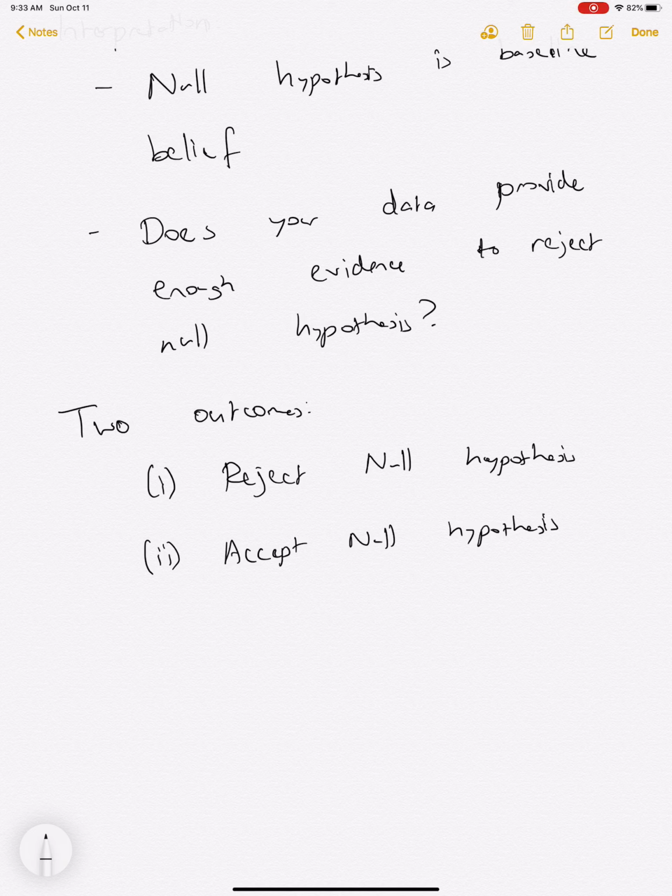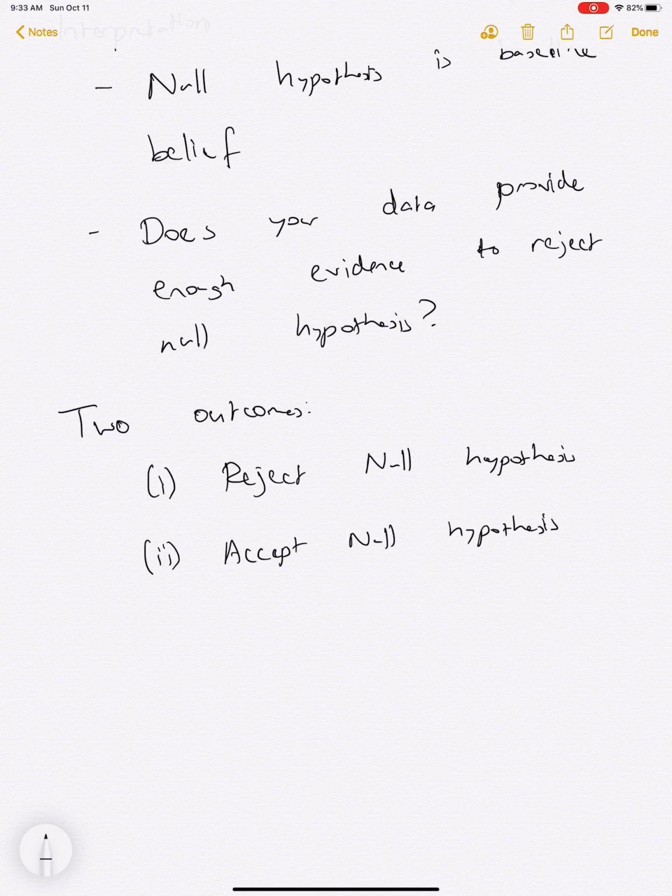Okay, and so that's essentially what we're going to try to do: determine a framework that allows us to either reject the null or accept the null. If we reject the null hypothesis in this case, then we'd say we have evidence to believe that the Republicans will win the election based on the data that we have.